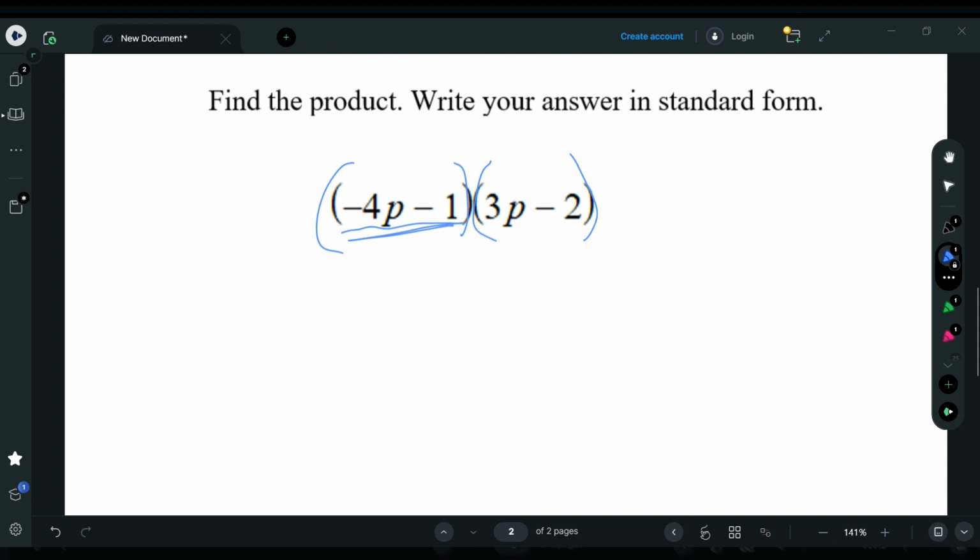We don't have a plus, so we're not adding. We don't have a minus, we're not subtracting. There's actually nothing there. And when there's no symbol in between them, it's an invisible multiplication symbol. So what we have to do here is multiply.